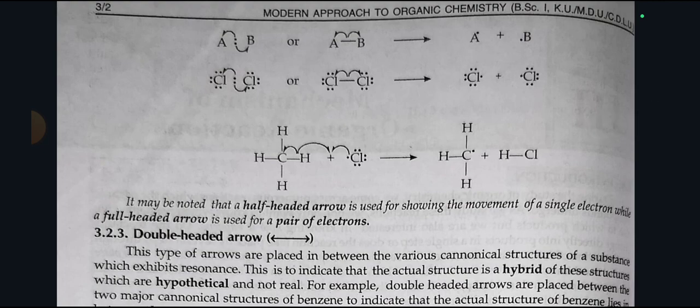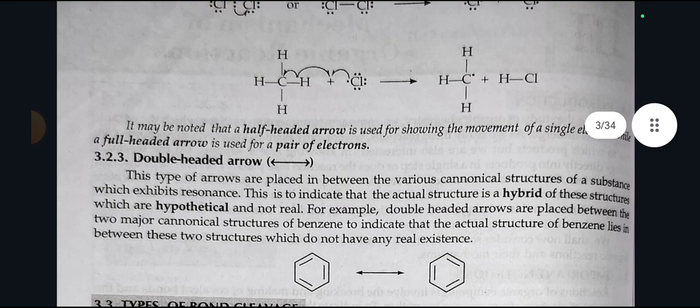A two electrons B, or A bond B gives A plus B. Cl or Cl bond Cl gives Cl plus Cl. CH4 plus Cl gives CH3 radical plus HCl. It may be noted that a half-headed arrow is used for showing the movement of single electrons, while a full-headed arrow is used for a pair of electrons.